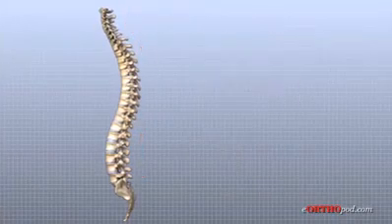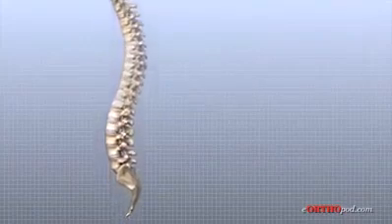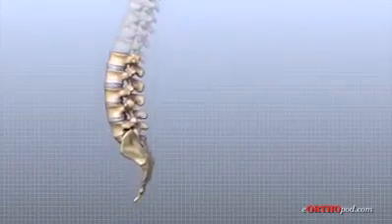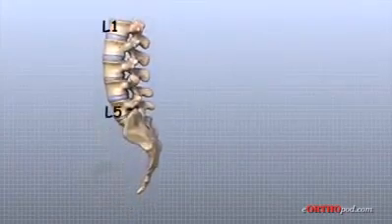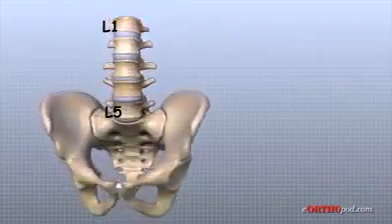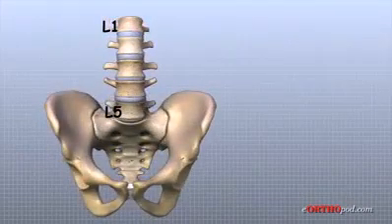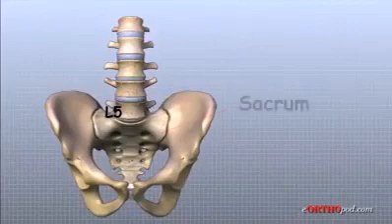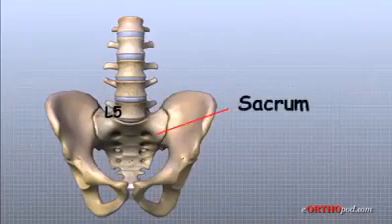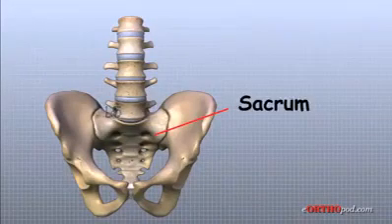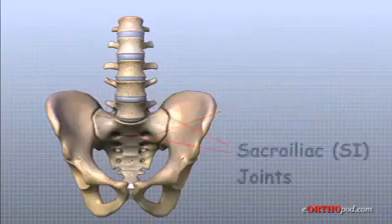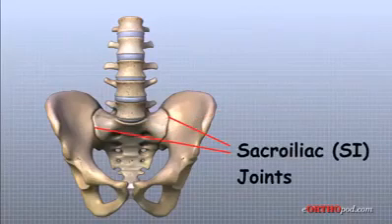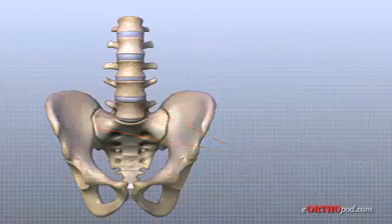The lumbar spine is made up of the lower 5 vertebrae. Doctors often refer to these vertebrae as L1 to L5. The lowest vertebra of the lumbar spine, L5, connects to the top of the sacrum, a triangular bone at the base of the spine that fits between the two pelvic bones. There is a joint on each side of the sacrum that connects the sacrum to the pelvis. This joint is called the sacroiliac or SI joint.